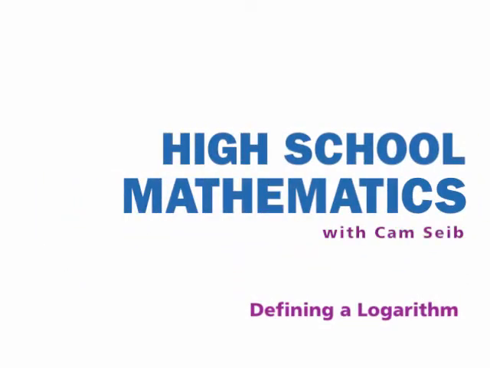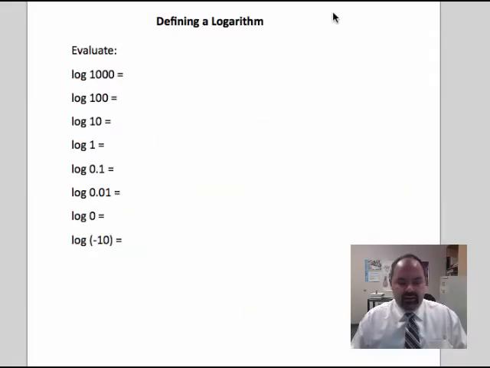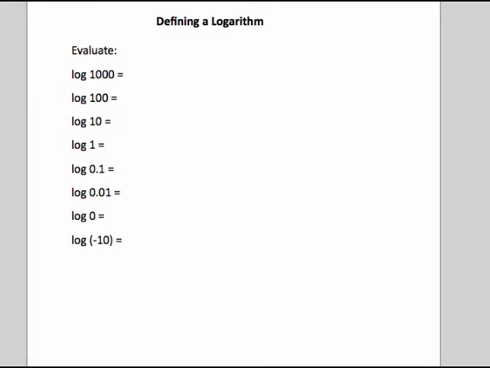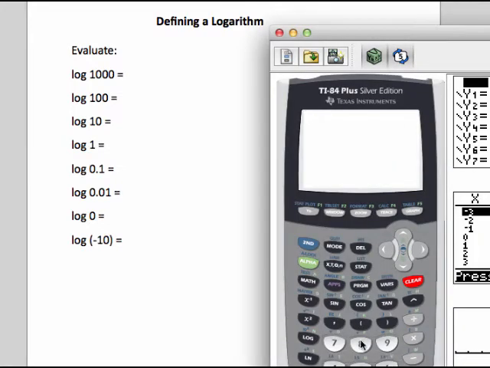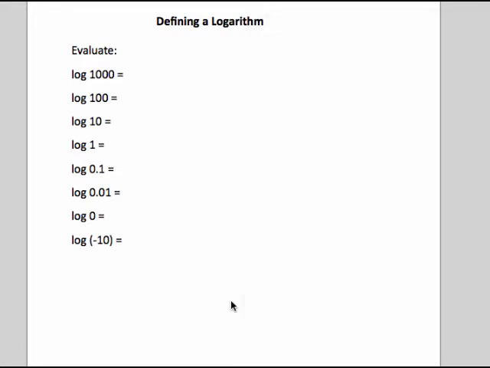Alright, we want to start looking today at logarithms and what those are and how they work. So, first activity here, I'm just given a random set of numbers to find the log of, and you can do that right now just by using your calculator. The log button is right there. If you go log 1,000, you come up with 3.